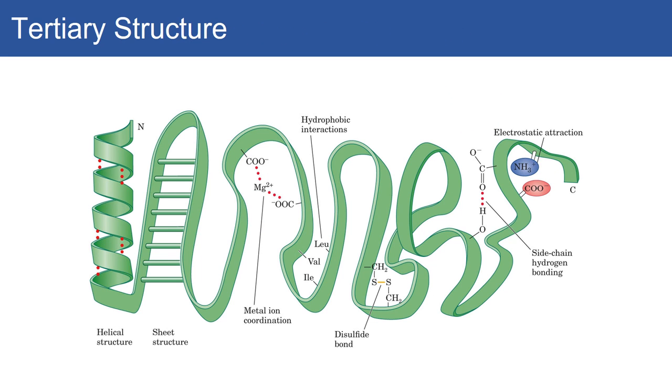So tertiary structure involves many bonds, and it's stabilized in numerous ways. We have covalent bonds, for example. Obviously, the peptide bond between the amino acids is the starting point, but we also have disulfide bonds that exist between cysteine residues, and those help stabilize the molecule.